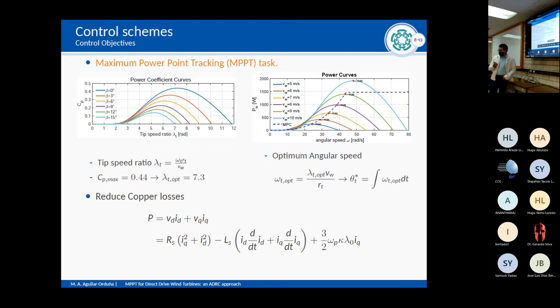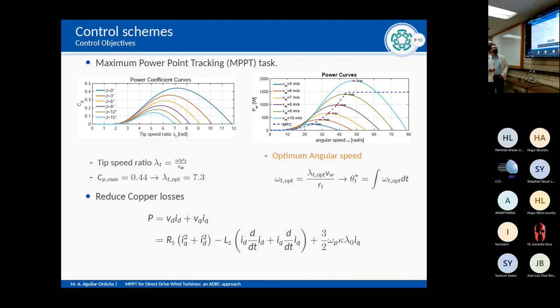Before talking about the controllers, we need to talk about the control objectives. The first control objective is the maximum power point tracking task. We can notice from the power coefficient curves that we get the maximum power coefficient, the maximum CP, by fixing the blade pitch angle beta at zero and working at a tip speed ratio of 7.3. With these values, we obtain an optimum angular speed.